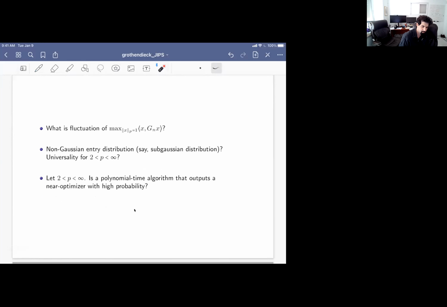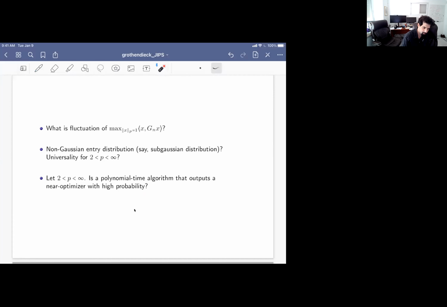And finally, there is this algorithmic question. Again, let p be between 2 and infinity. Is there a polynomial time algorithm that outputs a near optimizer of the LP-Grothendieck problem with high probability? Why are we asking such a question? Of course, for p less than 2, such a question is trivial by our results, because we know the explicit description of the near optimizer set. But for p bigger than 2, there should be exponentially many near optimizers, and we don't have any description. So this is a natural question to ask.